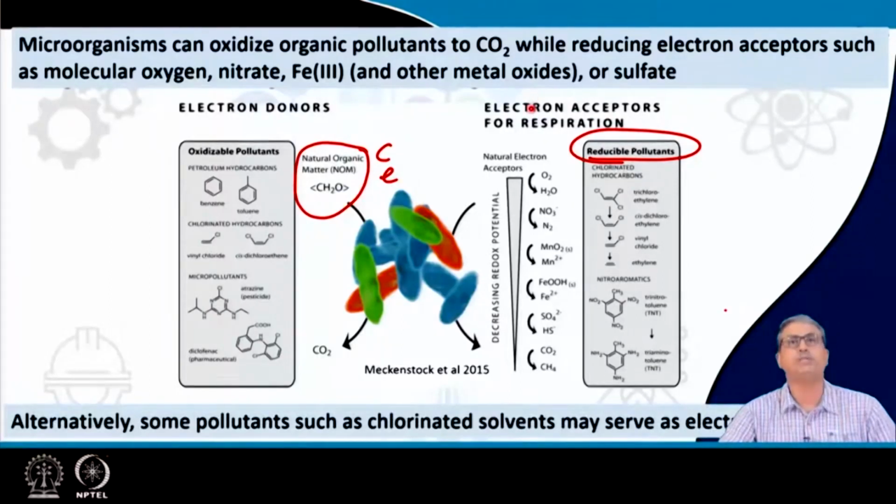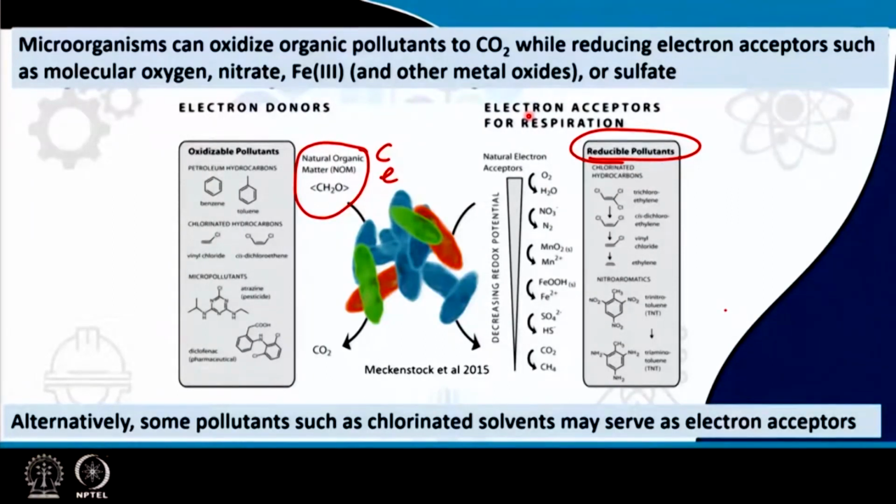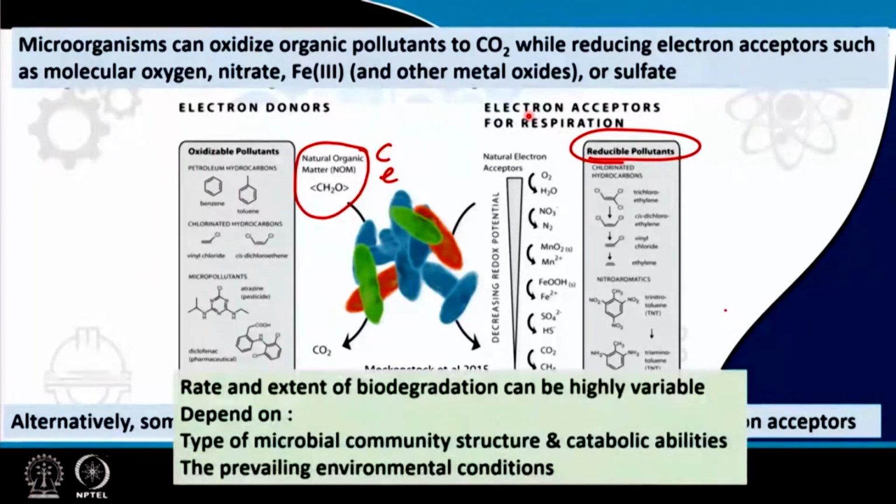Alternatively, some pollutants such as the chlorinated solvents or the nitroaromatic compounds can be used as electron acceptor, and they can also be detoxified. So, the microorganisms are naturally capable of using this wide variety of processes. Basically these processes can be categorized as either oxidative process or reductive process. Most of the cases we see these are oxidative process. For certain compounds we see the reductive processes are also beneficial, particularly in terms of bioremediation or in terms of removal of the contaminants from the environment.